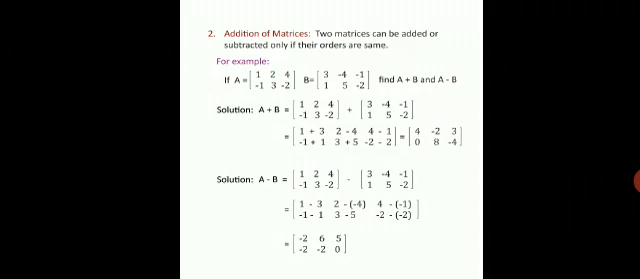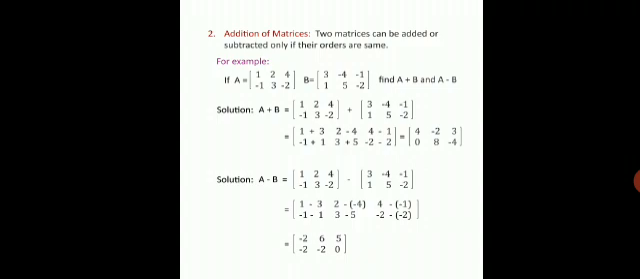Two matrices can be added or subtracted only if their orders are same. For example, here matrix A is given and B is given with same orders. Then we can add A and B, and we also can subtract A minus B. Let's find the value of A plus B. So, the corresponding elements of matrix A and matrix B have to be added for the resulting answer.